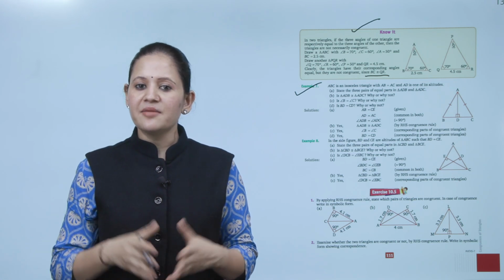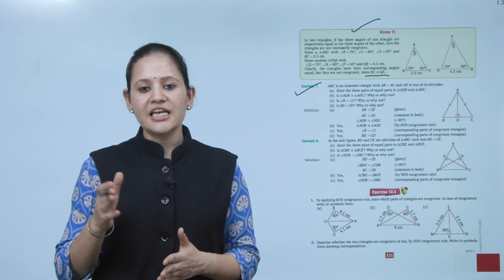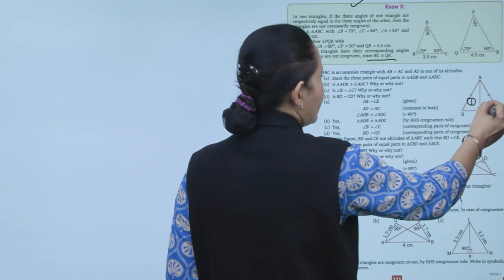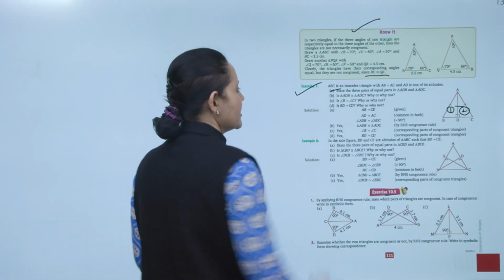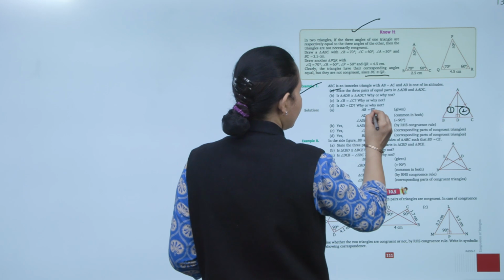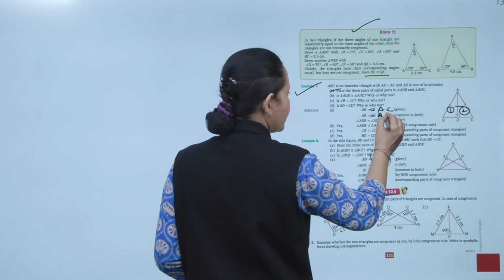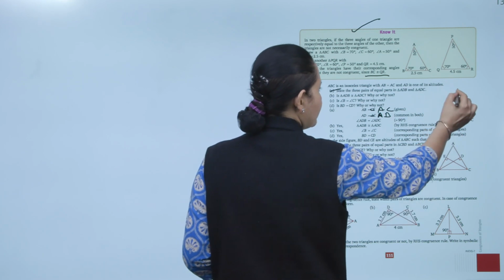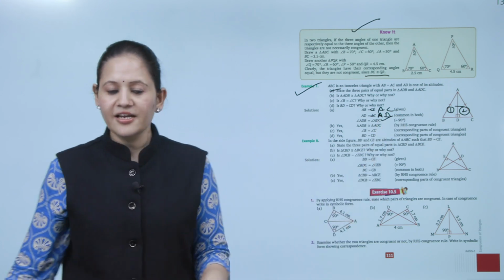ABC is an isosceles triangle, AB equals AC, and AD is one of the altitudes. State the three pairs of equal parts in triangle ADB and triangle ADC. So we take these two triangles, 1 and 2. AB equals AC, that is given, and AD equals AD, that is common in both the triangles, and angle ADB equals angle ADC, that is 90 degrees. Clear?